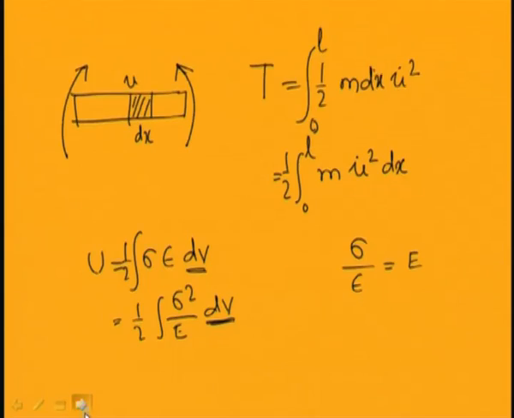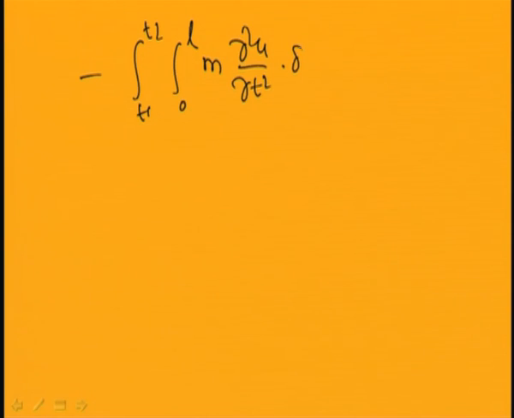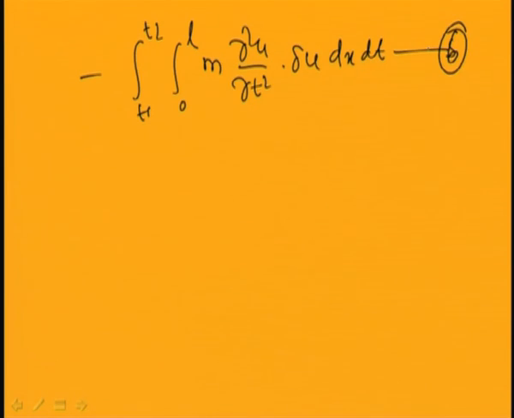So, the first part is written as minus integral T1 to T2, 0 to L, m del squared u by del t squared into del u dx dt. So, this is the first part. Let me put this equation number 5, and this is equation number 6. So, the second part of equation number 5 I have to derive.